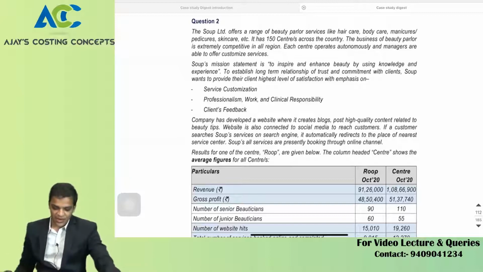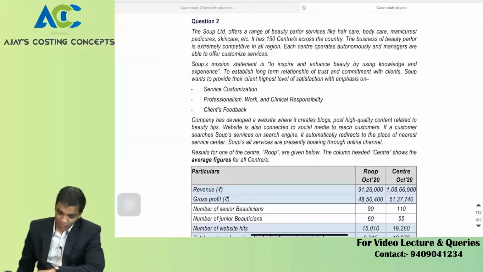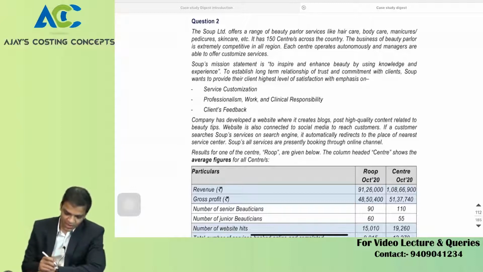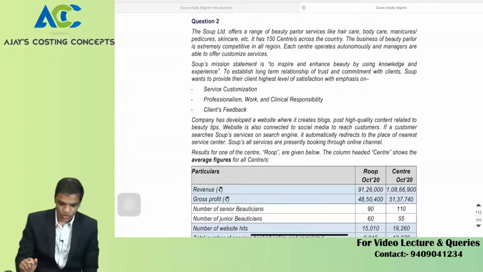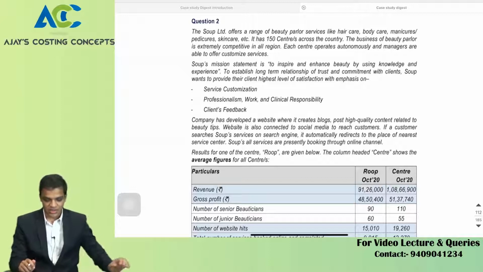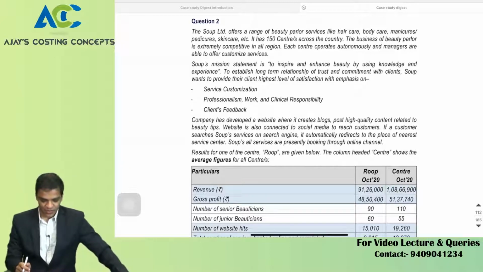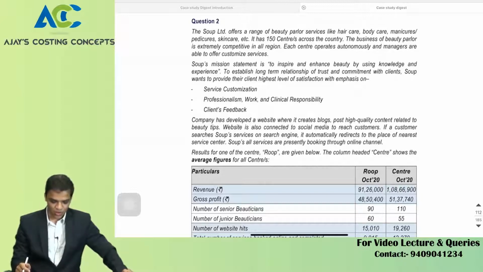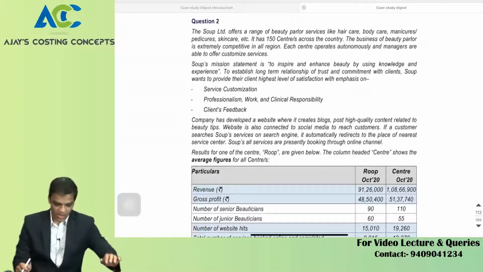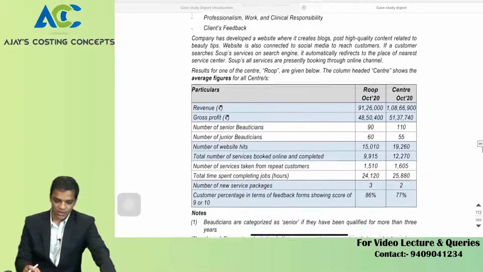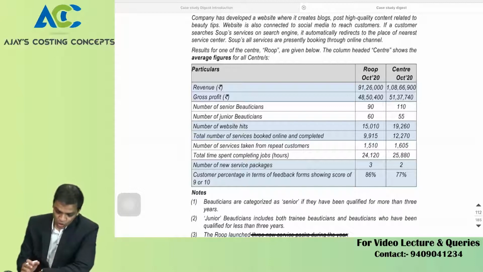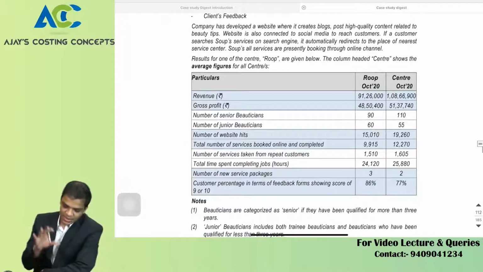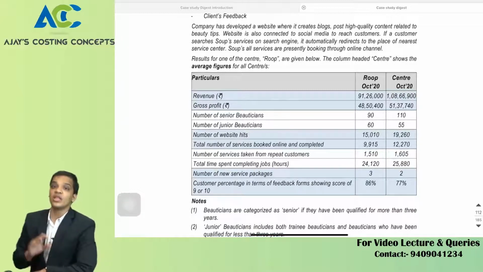The company has developed a website where it creates blogs and posts high quality content related to beauty tips. The website is also connected to social media to reach customers. If a customer searches SOUP services on a search engine, it automatically redirects to the nearest service center. All SOUP services are presently booked through the online channel. The results of one of the SOUP's centers are given below, and the column headed center shows average figures of all the centers. So ROUP is one of those centers, and the average of all the other centers has been provided.